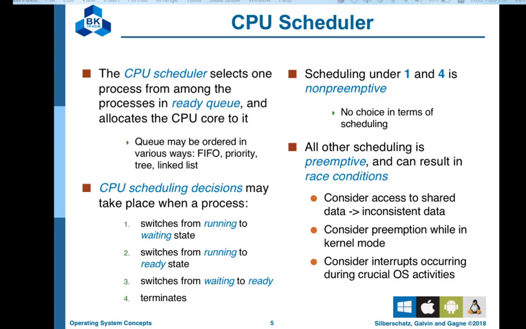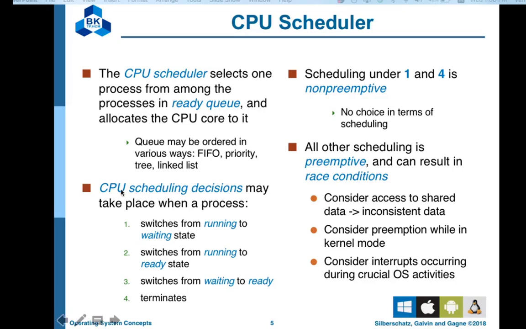CPU scheduler. So the CPU scheduler selects one process from among the processes in the ready queue and allocates the CPU core to it. In this line, you see two words, non-preemptive and preemptive. So what is non-preemptive and what is preemptive scheduling?